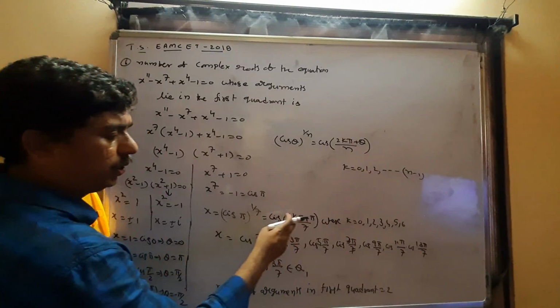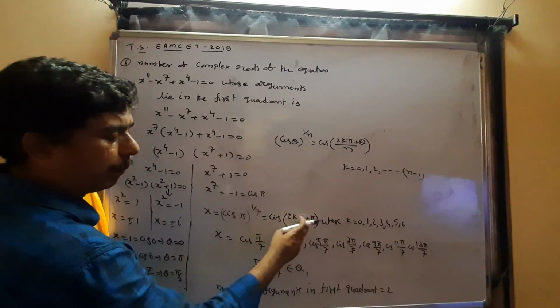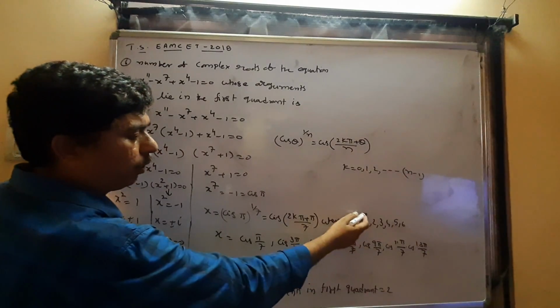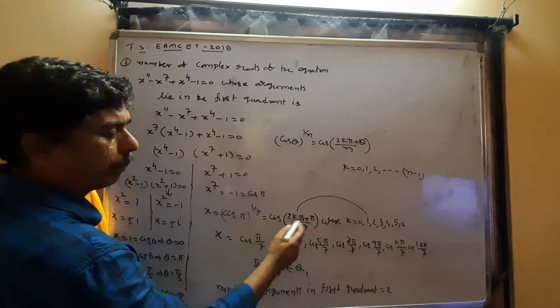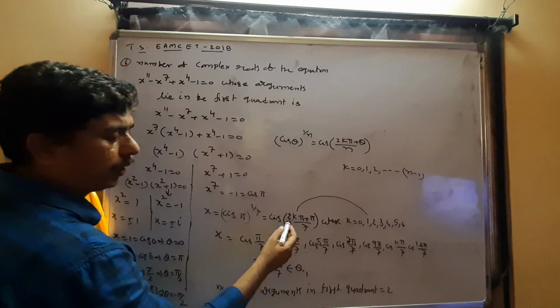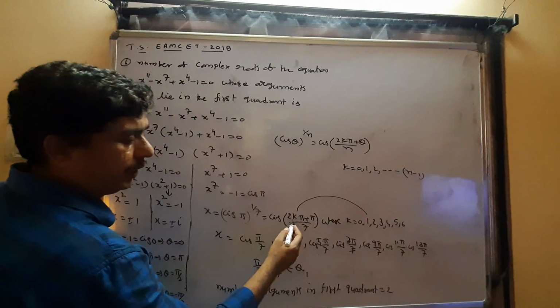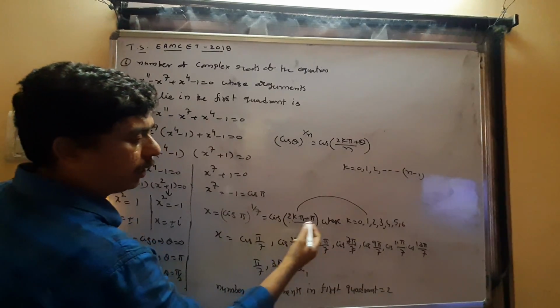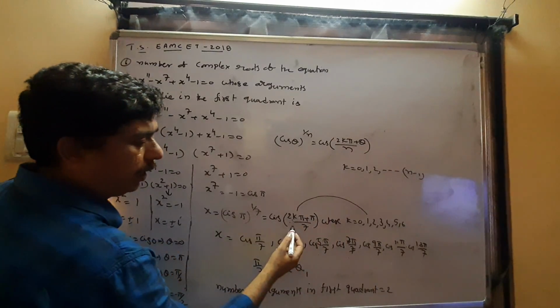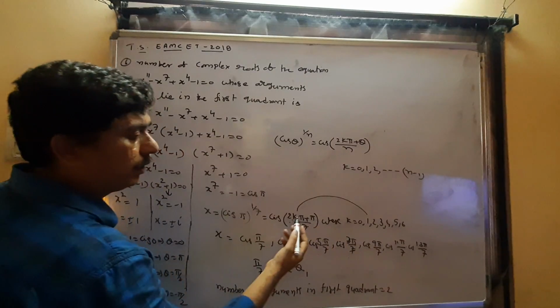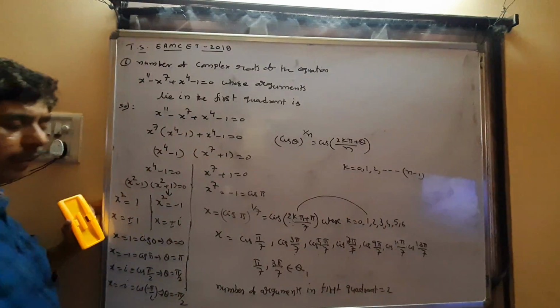K equal to 0, we get pi by 7. K equal to 1, 2 pi plus pi, 3 pi by 7. If k equal to 2, 4 pi plus pi, 5 pi by 7. K equal to 3, 7 pi by 7. K equal to 4, 9 pi by 7. K equal to 5, 11 pi by 7. K equal to 6, 13 pi by 7.